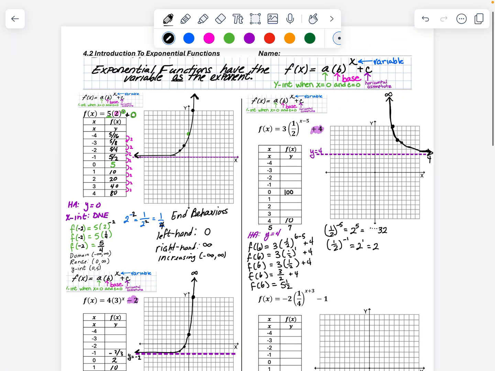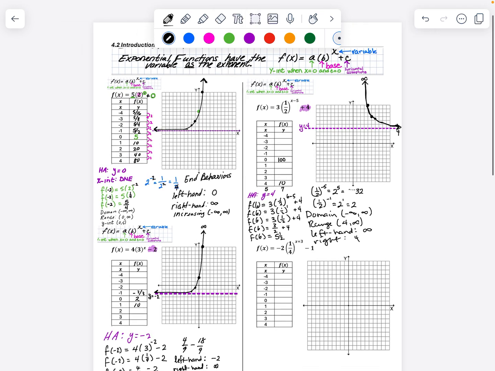Okay? So our domain is negative infinity to infinity. Our range is 4 to infinity. Our left-hand side is going up, and our right-hand side is going towards 4. Yeah, I could have put different numbers in the box. Maybe I'll just leave them blank. It might be better. Okay. All right.